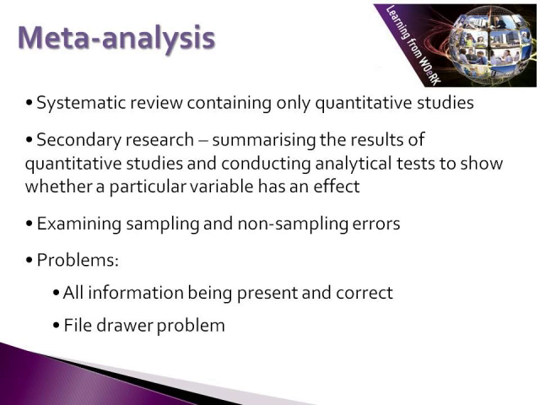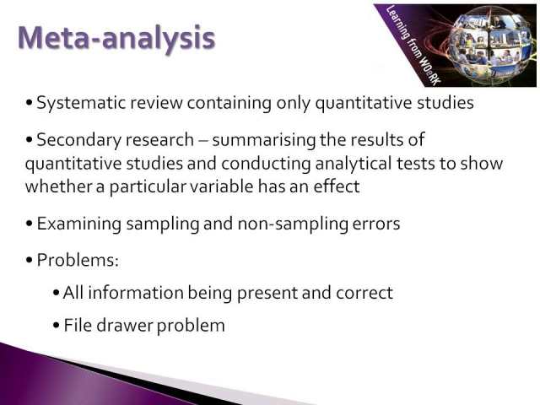Now, meta-analysis. Meta-analysis is a systematic review that contains only quantitative studies. Meta-analysis is really about the secondary analysis of the data from the research of other people. Meta-analysis summarises the results of quantitative studies and conducts analytical tests to show whether a particular variable has an effect. This will involve examining each of the studies for sampling and non-sampling error. Conducting a meta-analysis actually follows the same steps as a systematic review.